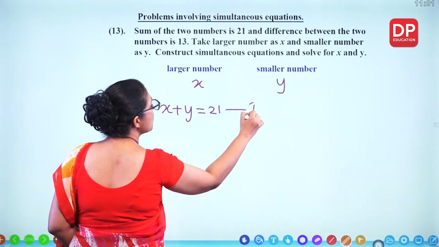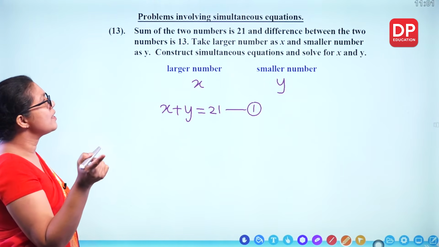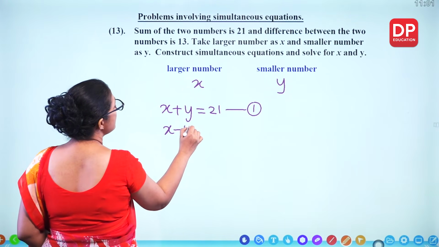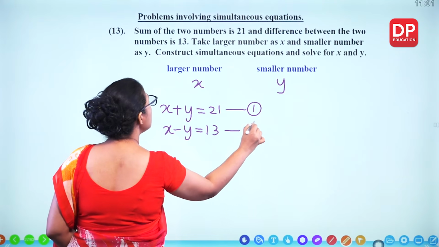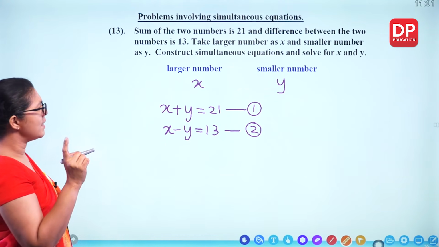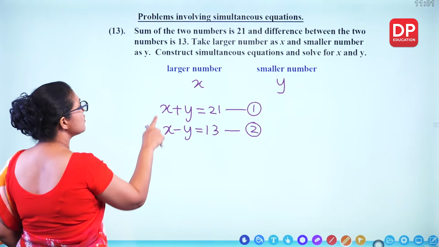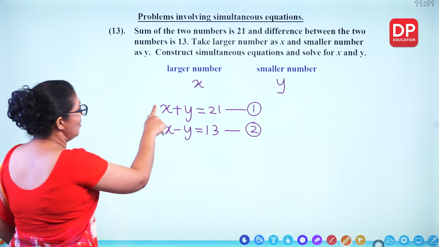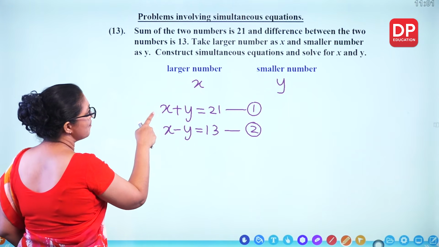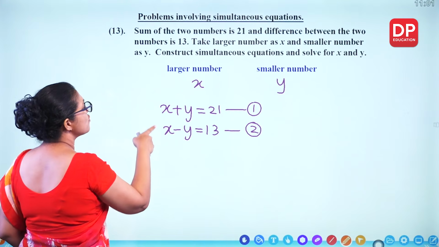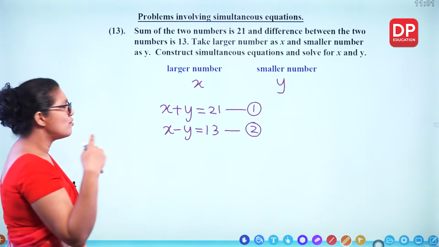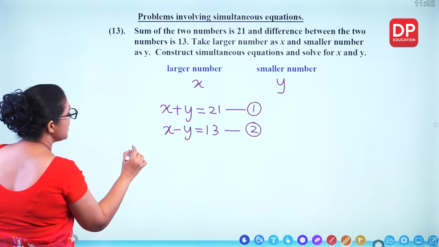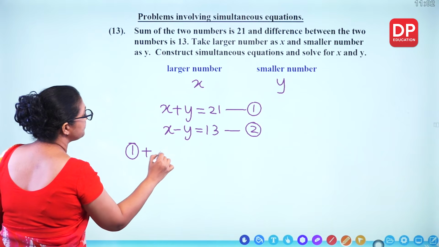of the two numbers is 21. So that's our first equation. The difference between the two is 13. So x is bigger, so x minus y is 13. That's our second equation. Now look carefully. In these equations, the x coefficient is the same, and the y coefficient is also the same. So you can do subtracting or adding. If you want to get rid of x, you have to subtract. If you want to get rid of y, you have to add. So I'll add the two equations. It's easier than subtracting sometimes.